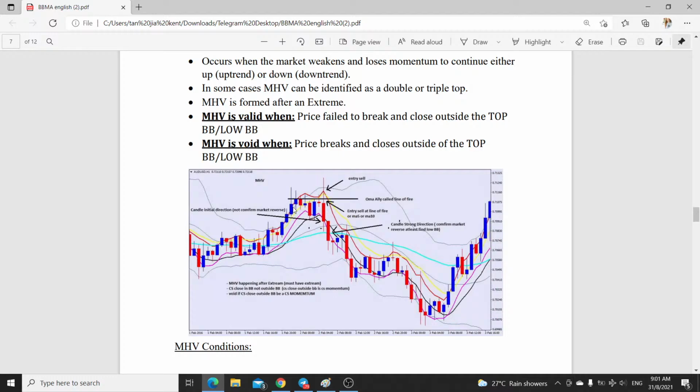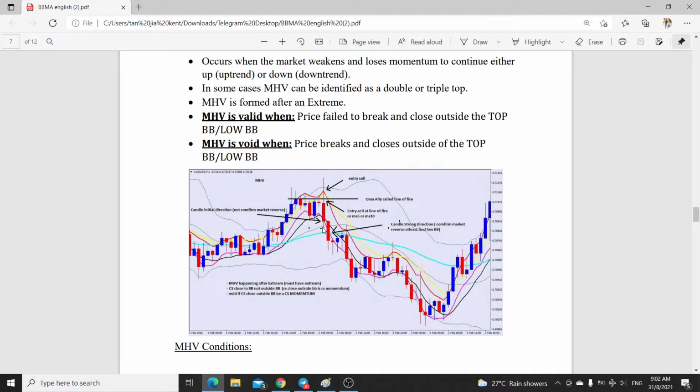Extreme MHB means that price fails to break the Bollinger Band here and then drops. This is MHB. You can't trade MHB until this is formed. You wouldn't know the MHB here. After it drops here, then you know this setup is confirmed, after this engulfing candle. So how do you enter here? You can't, because this is extreme.